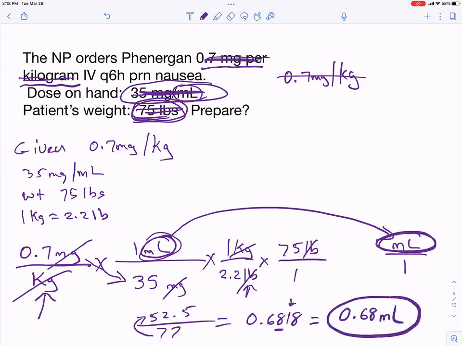Don't forget your units of measure, and don't forget a 0 before your decimal point, because we don't want somebody to misinterpret this as 68 milliliters instead of 0.6 milliliters. That could be a deadly med error.